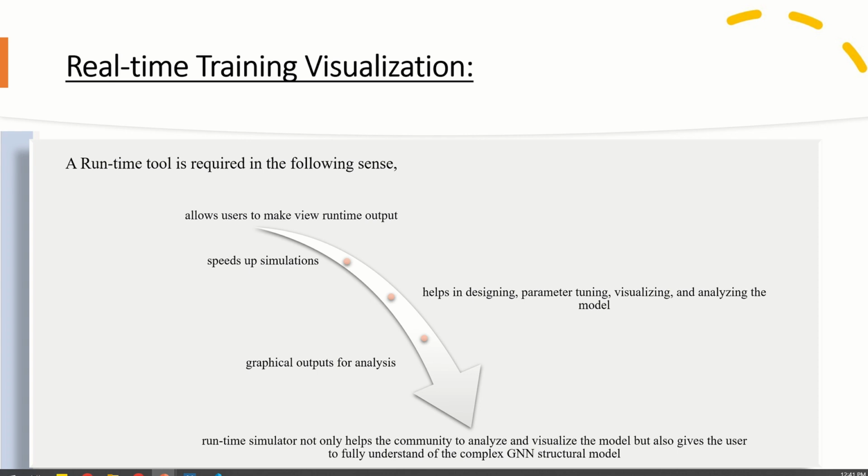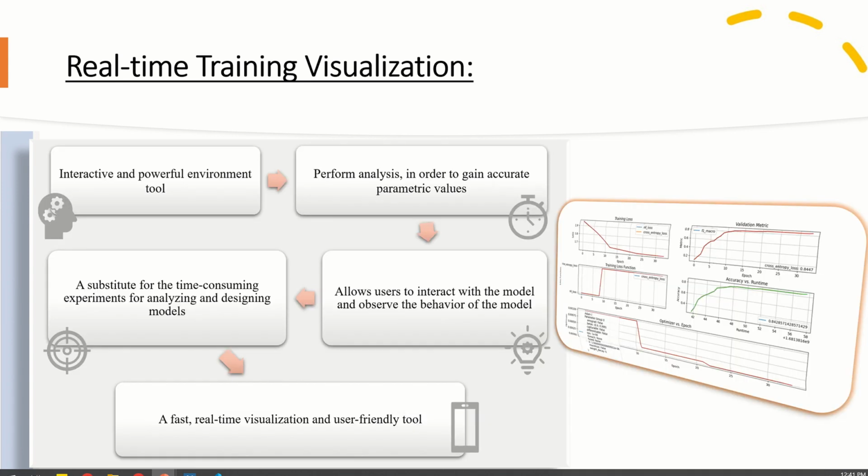We also believe that our proposed runtime tool is a standalone graphical output tool for analyzing the graph neural network. A runtime simulator not only helps the community to analyze and visualize the model, but also helps users, especially early-stage researchers and students, to fully understand the complex graph neural network structure. That is quite important.